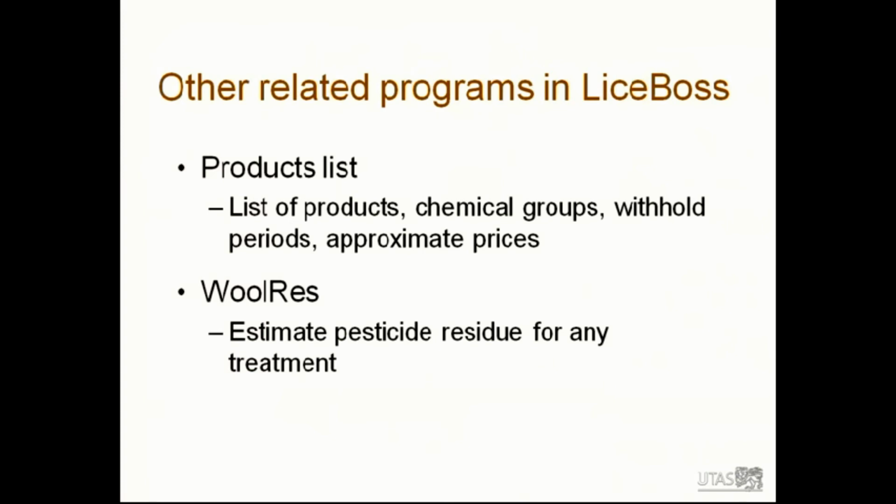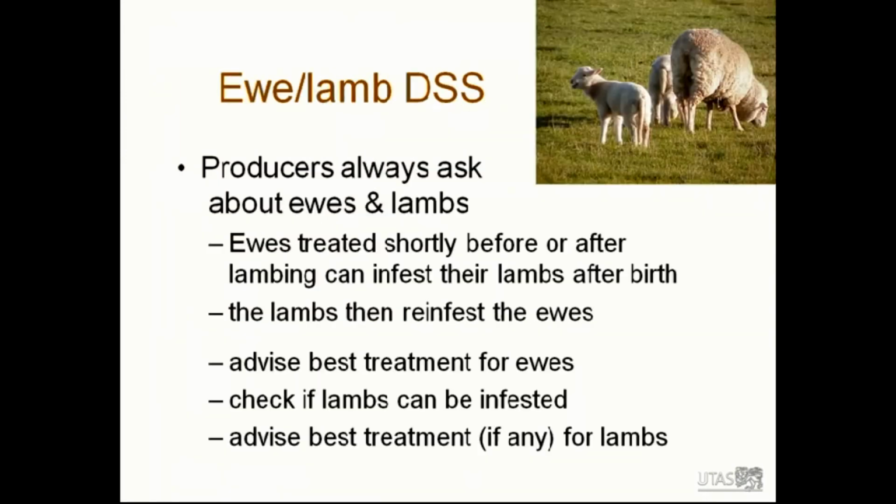Now, I mentioned with our user needs analysis early on that people wanted a products list and a wool residue calculator to estimate the pesticide residue for the treatments. I won't run through those. The other one that came up, which we weren't asked for initially, but tends to come up any time you talk to producers about lice control, is the problem of ewes and lambs, because quite a lot of treatments don't kill all the lice immediately. They might kill them eventually, but not right away.